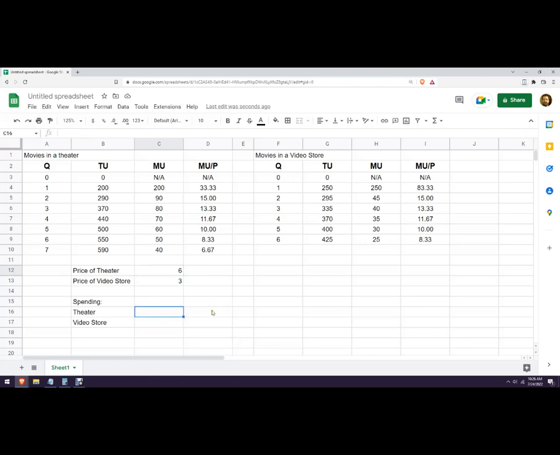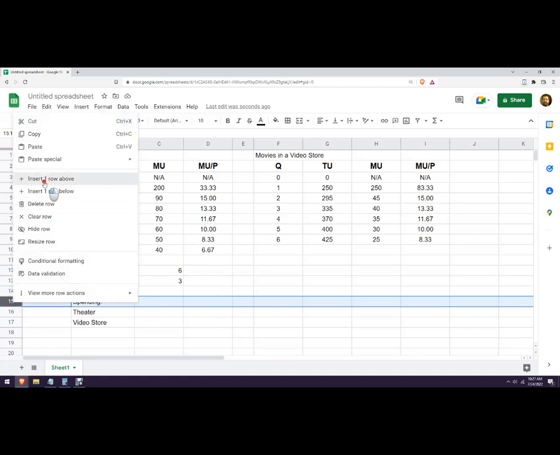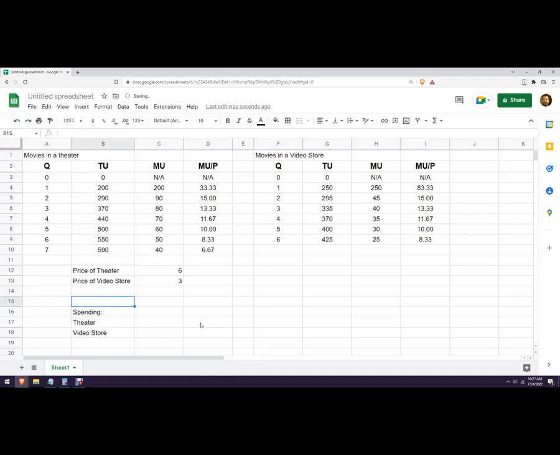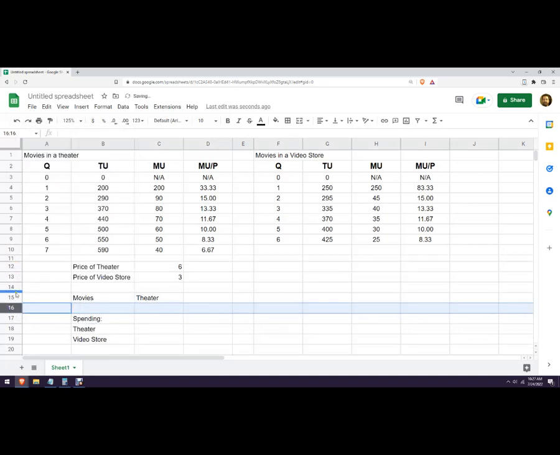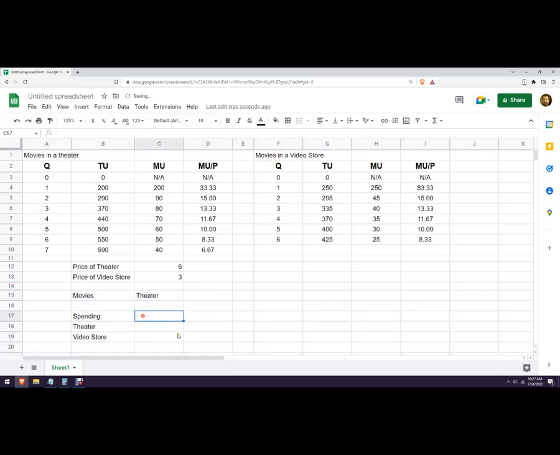So I guess you could put a different column here. We'll put movies. So movies in the theater versus, just a little smaller. So movies in the theater versus movies in the video store.